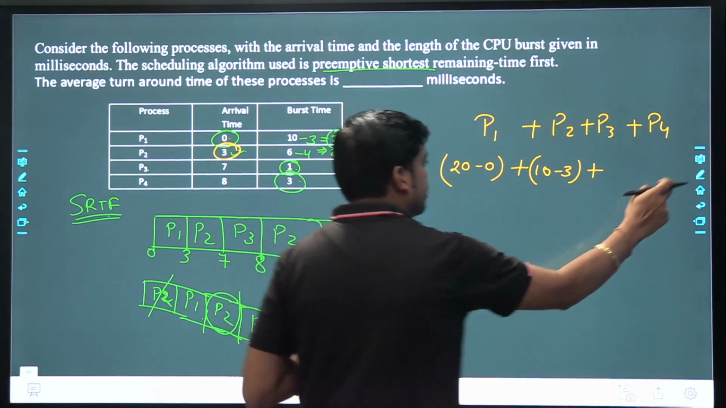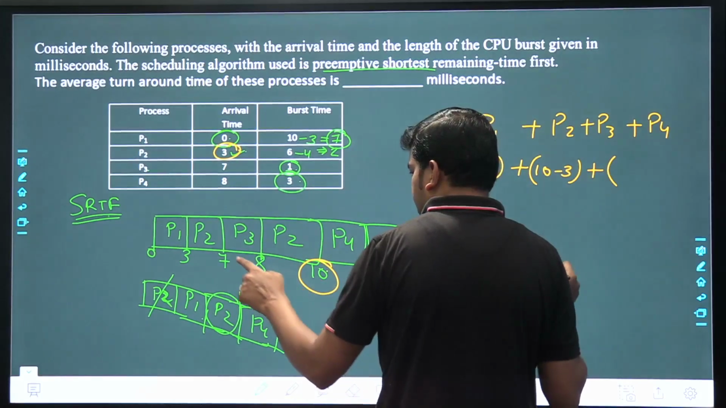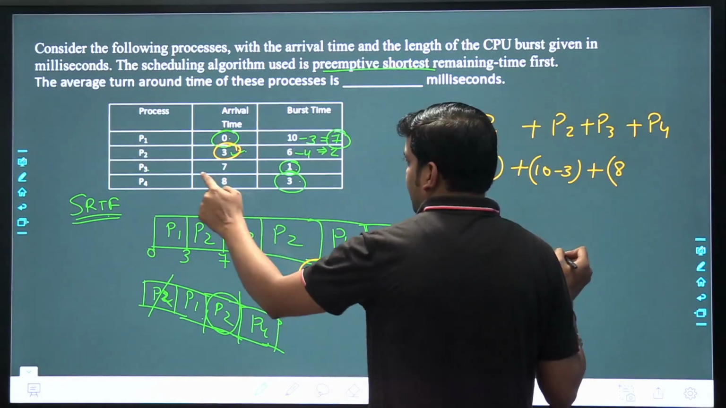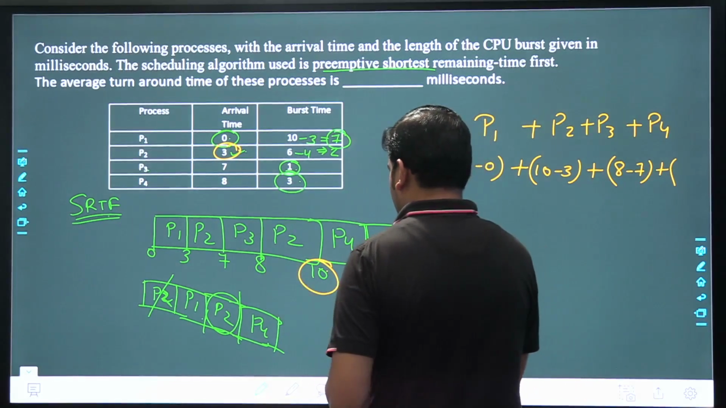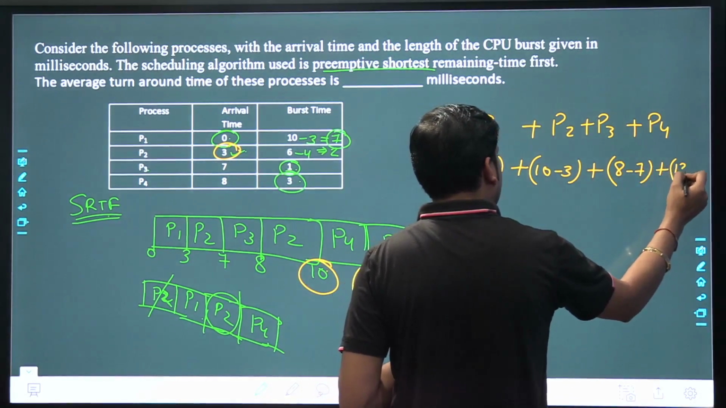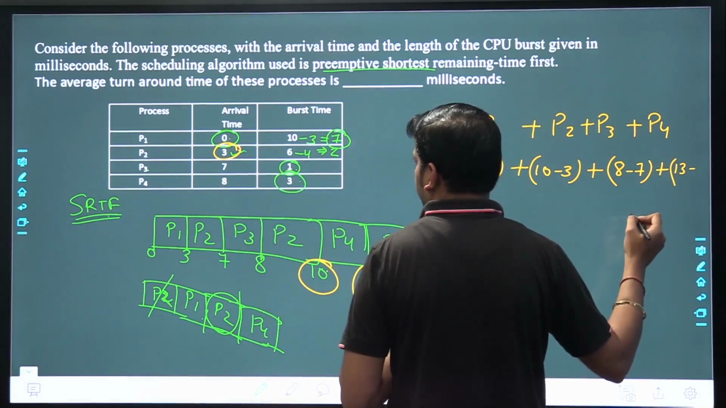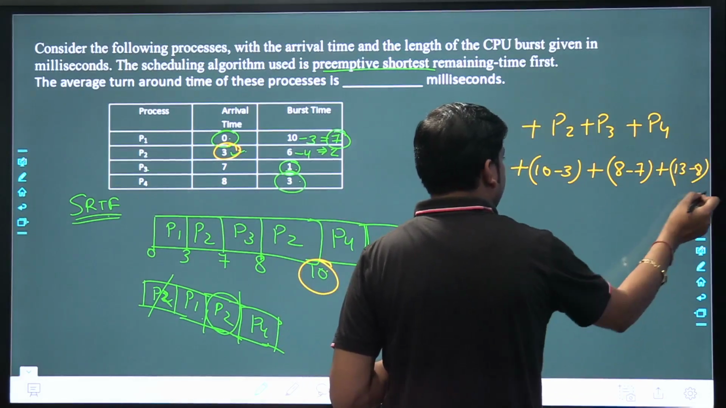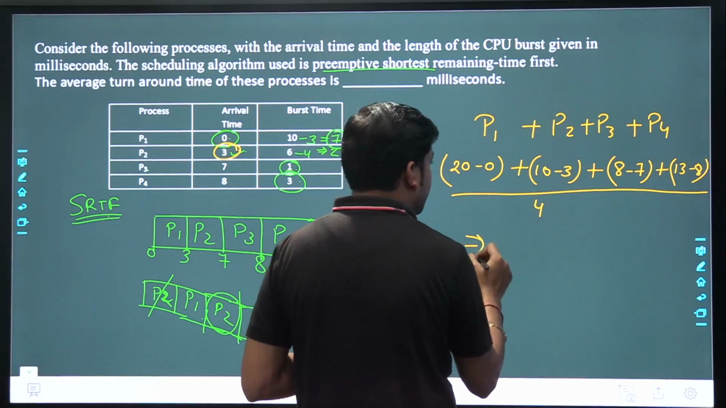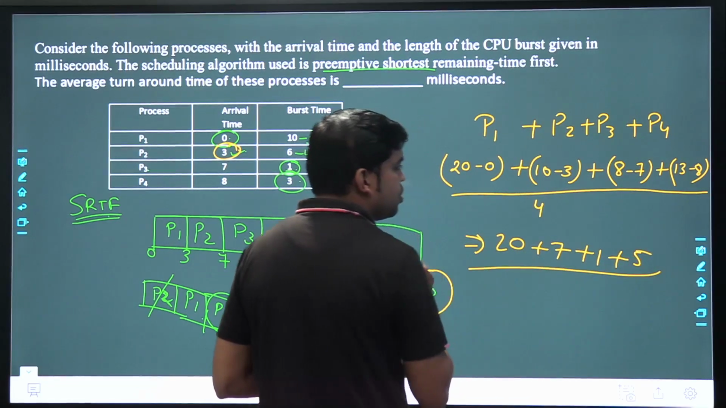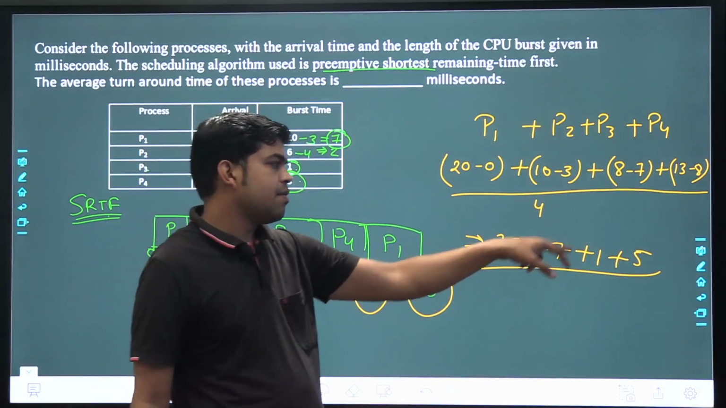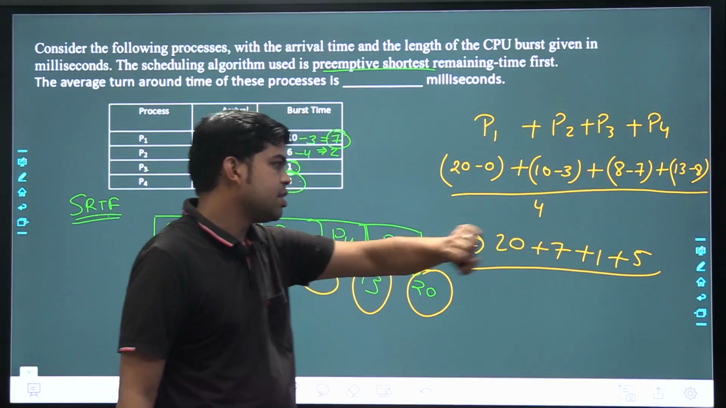For P3, complete at 8, arrive at 7. So 8 minus 7 plus. For P4, complete at 13 and arrive at 8. So 13 minus 8, divide by 4. So we can say that 20 plus 7 plus 1 plus 5. So 20 plus 10 minus 3 is 7, 8 minus 7 is 1, 13 minus 8 is 5.